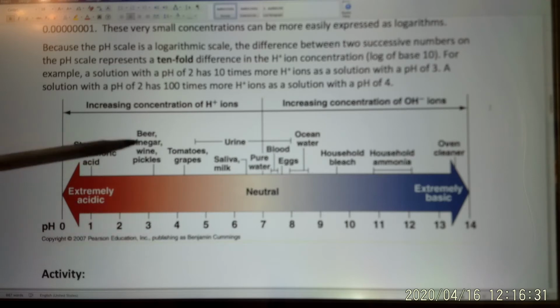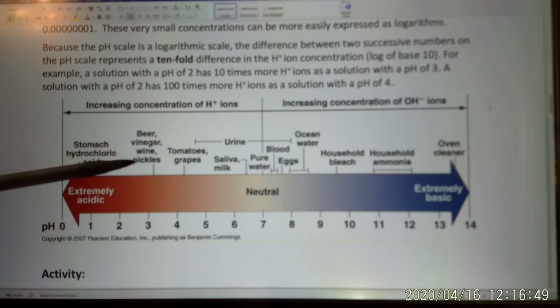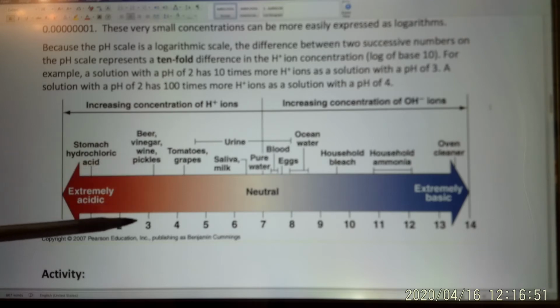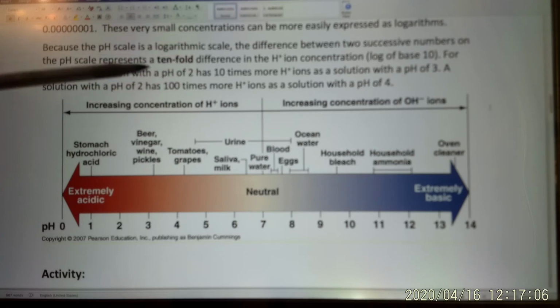The same if I give you two solutions: hydrochloric acid with pH 1 and vinegar with pH 3. Which one is more acidic? Hydrochloric acid. But how many times more H plus is in hydrochloric acid compared with vinegar? From 1 to 3, the difference is 2, so it's 10 multiplied by 10. It's 100 times more H plus in hydrochloric acid than vinegar. It's a log scale, so every time you change 1, it's a 10-fold.